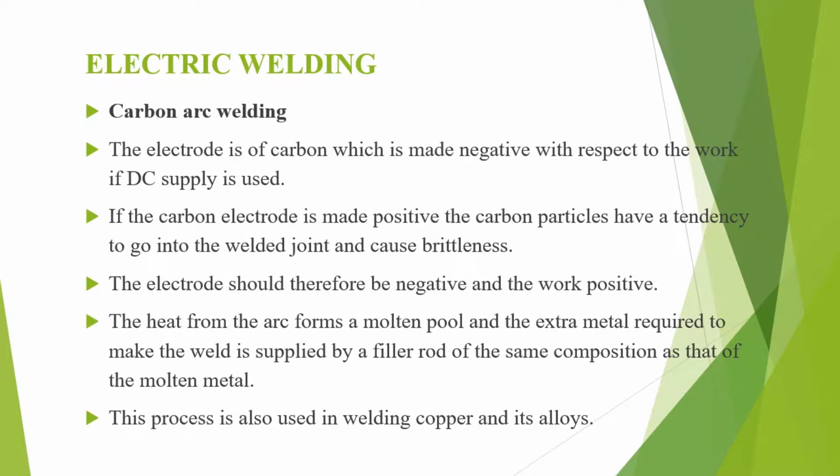Carbon arc welding. A carbon electrode is used in this welding process, which is made negative with respect to the workpiece if DC supply is used. If the carbon electrode is made positive, then the carbon particles have a tendency to go into the welded joint and cause brittleness. Therefore, the carbon electrode is made negative and the workpiece is made positive.